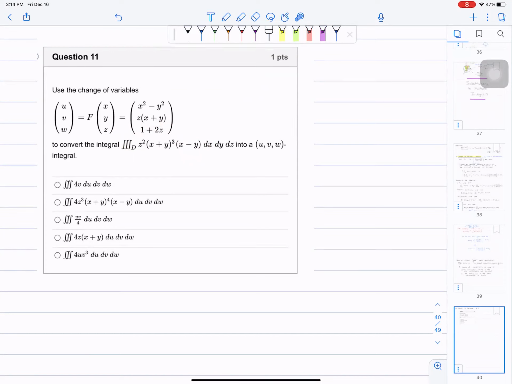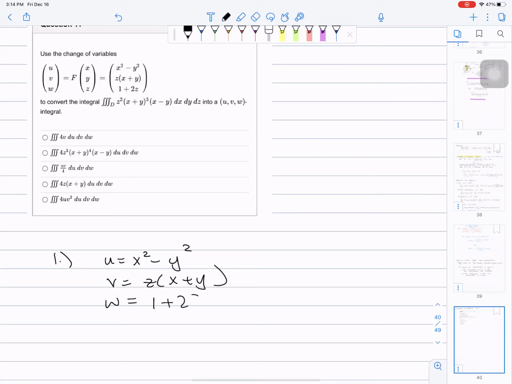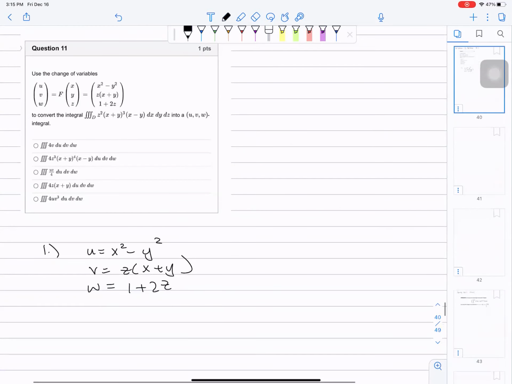They've nicely given us what u, v, and w should be. They've said that u is x squared minus y squared. So let's write down what we have. I know u is x squared minus y squared, v should be zx plus y, and w should be 1 plus 2z. They've given that to us. What is our goal? We have x, y, z's here, and I want to rewrite it as a u, v, w thing.